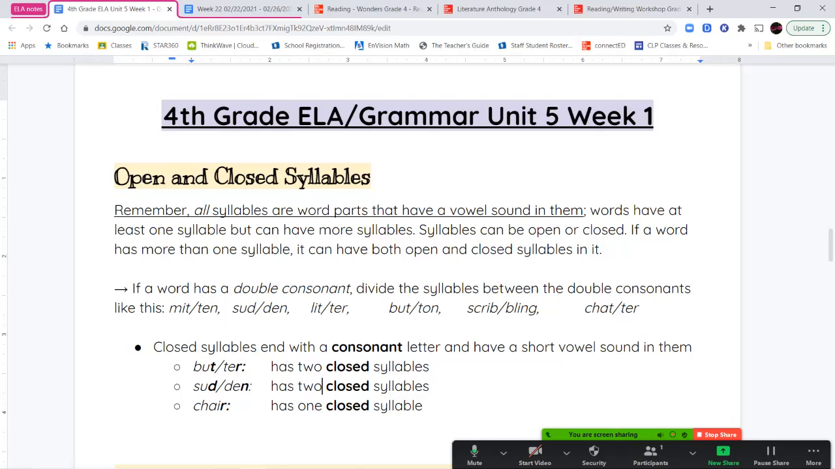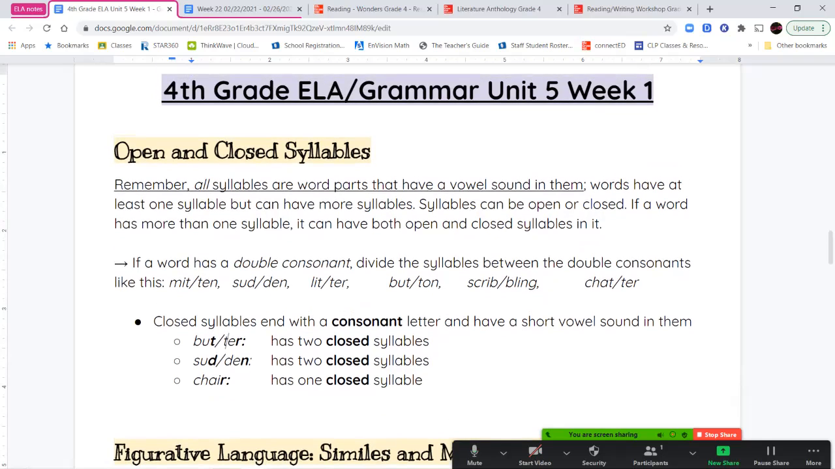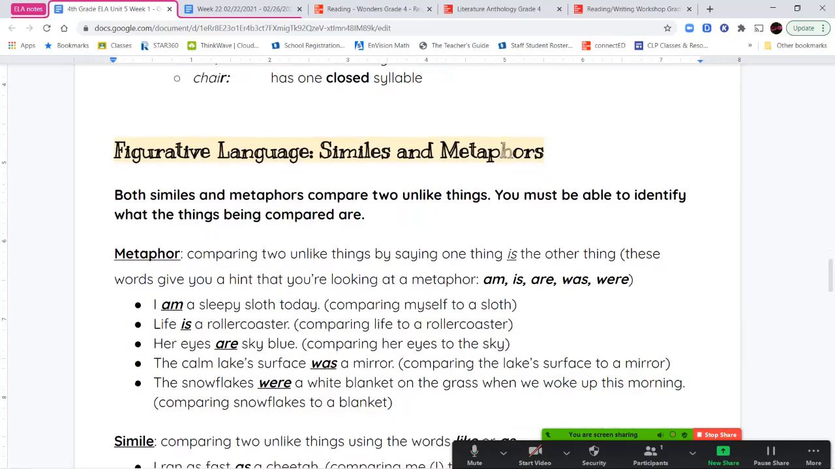Those are words that are closed syllables because you see they end with a consonant letter. So all of these either have two closed syllables or one closed syllable in them. And the same is true for actually all of these words that have the double consonant that I showed you earlier. The next thing we're going to review are metaphors and similes.